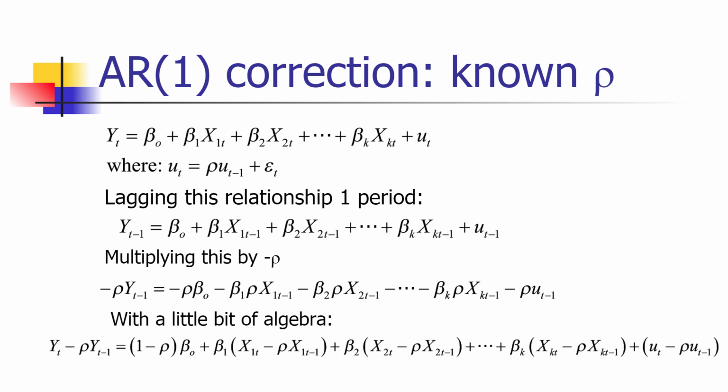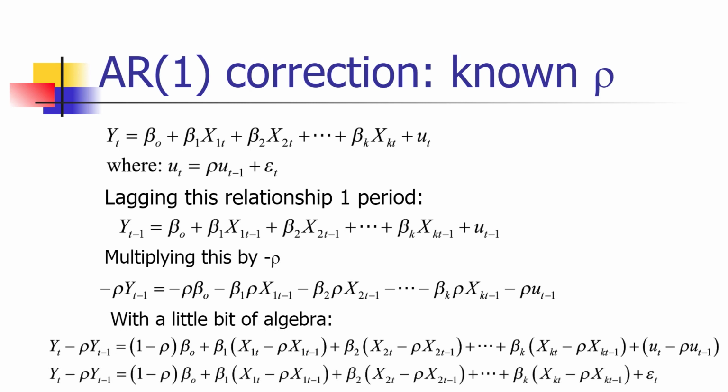And what we end up with is this, where we have y t minus rho y t minus 1 equal to a new constant plus the sum of each of the beta coefficients times x jt minus rho times x jt minus 1. The important thing to notice here is that very last term, which equals u t minus rho u t minus 1. If you think about that a little bit and compare it to what we see at the top of the screen, we can observe that that last term is just equal to epsilon t.